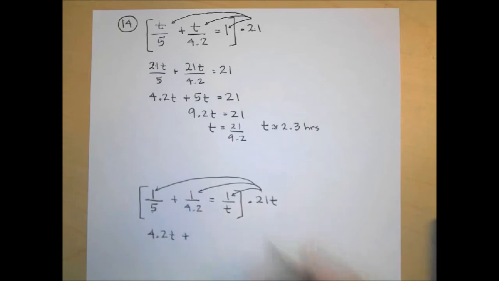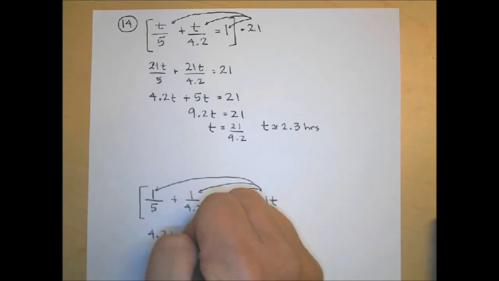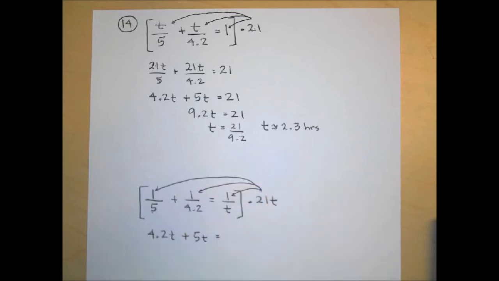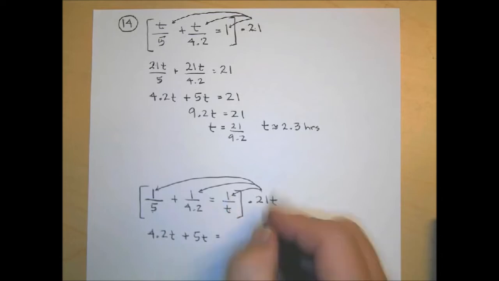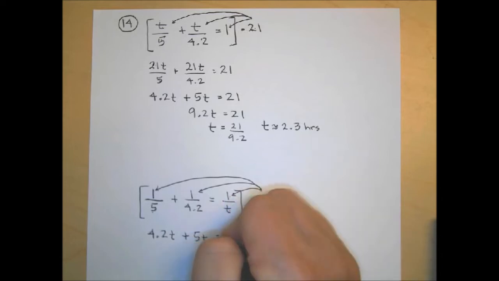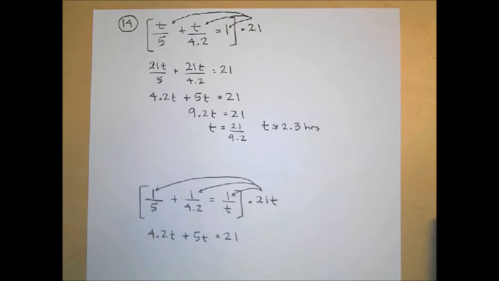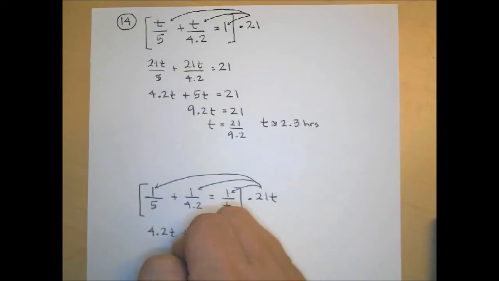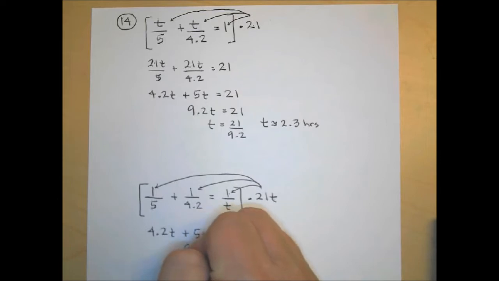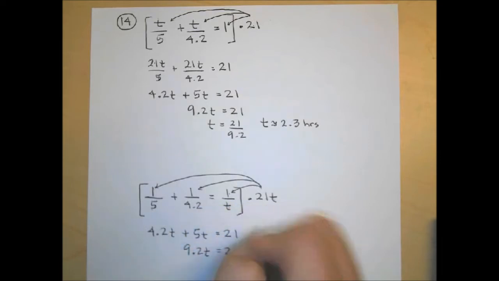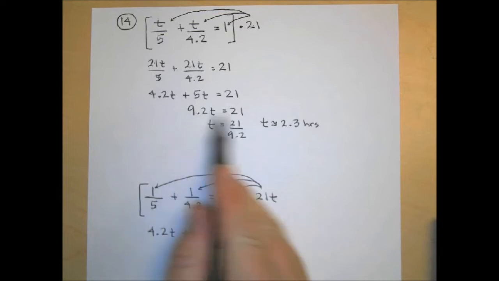21t divided by 4.2 is 5t. Okay. Now this one, 21t over t, the t's are going to cancel, and we're left with 21. So I'm back at this spot again. This is now 9.2t equals 21. Same spot I was at right there.